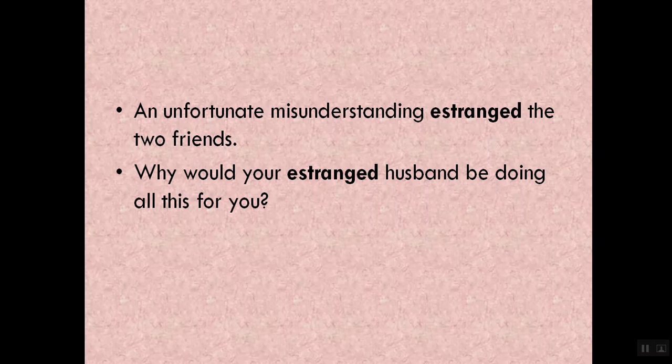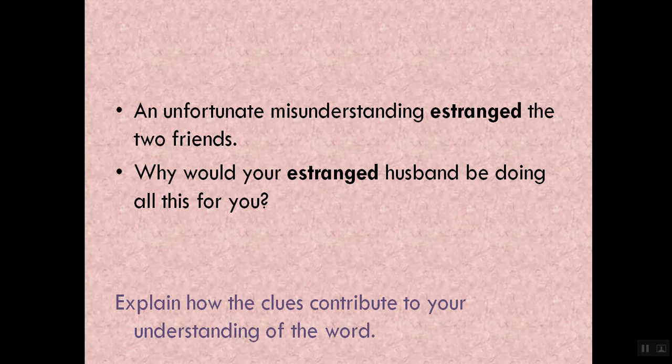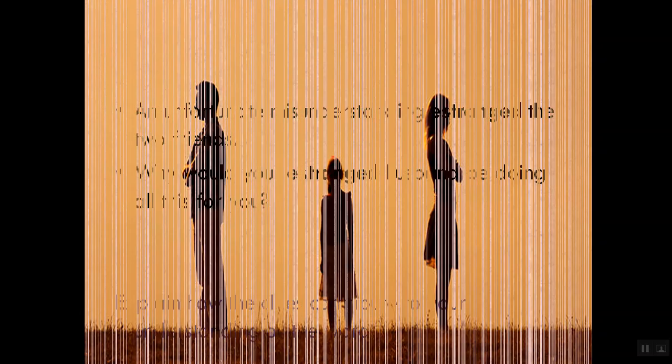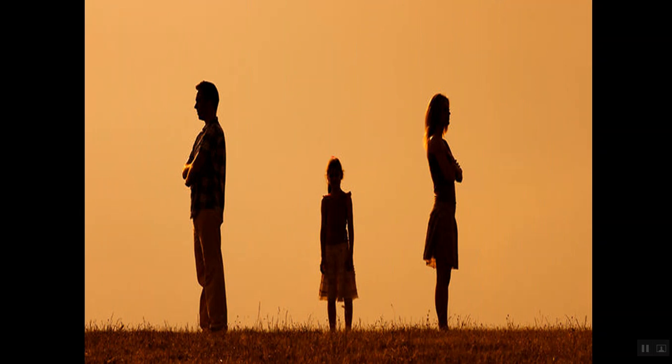Okay, explain how the clues contribute to your understanding of the word. Answer this question when you read the context again and again. Here we have this kind of separation. We have no affection here, maybe. Okay.